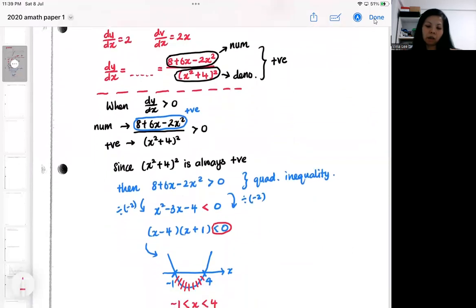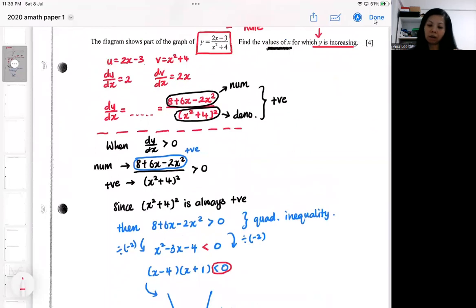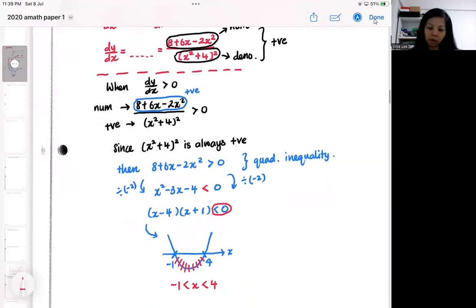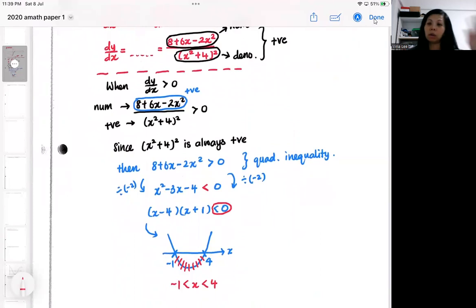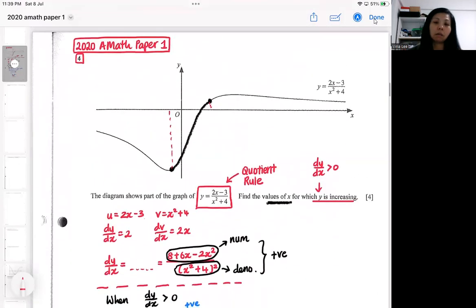If after understanding this question, you find that you are quite weak in quadratic inequality and not very familiar with it, you can let me know, and then we can do a separate practice. So this is the question on increasing and decreasing function.